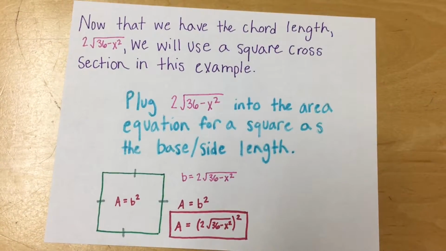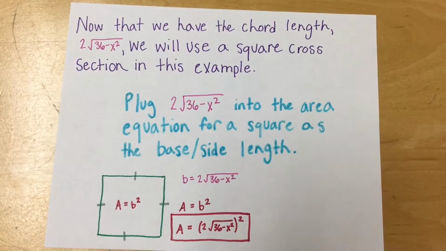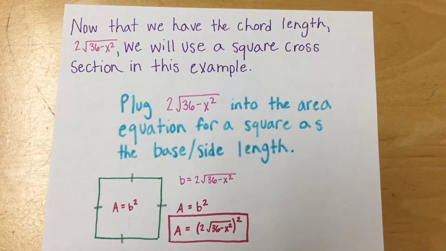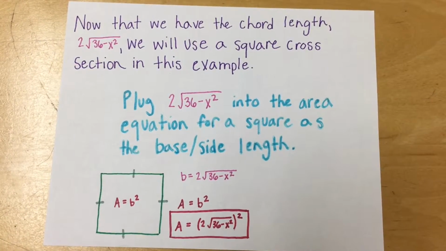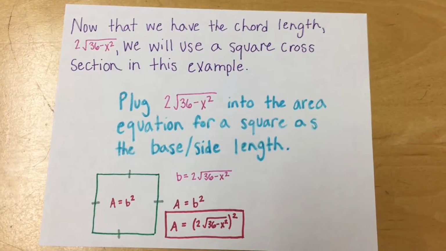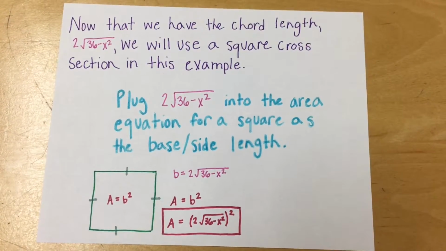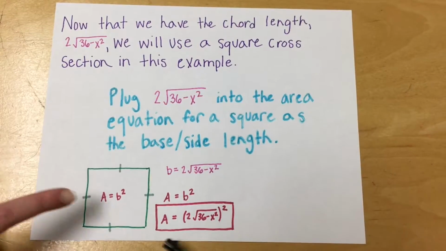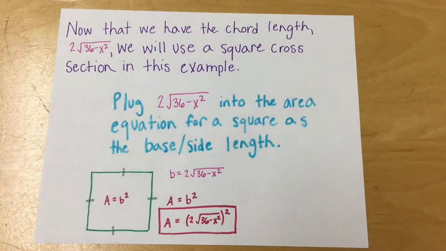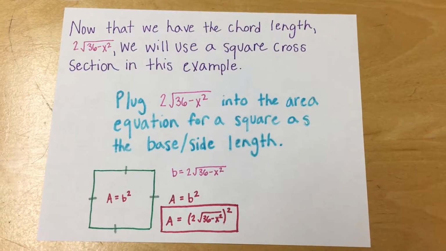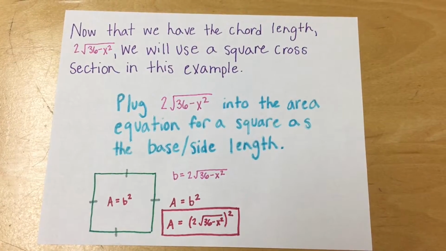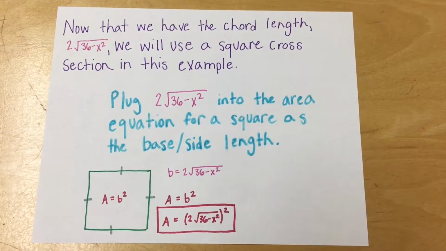Now that we have the chord length, 2 times the square root of 36 minus x squared, we will use a square cross-section in this example. First, you plug 2 times the square root of 36 minus x squared into the area equation for a square as the base or the side length. So area is equal to base squared, and your base value is 2 times the square root of 36 minus x squared. So your area is 2 times the square root of 36 minus x squared, squared.